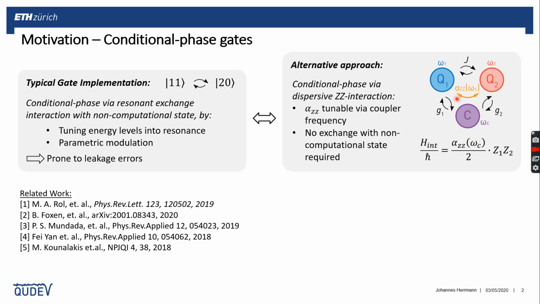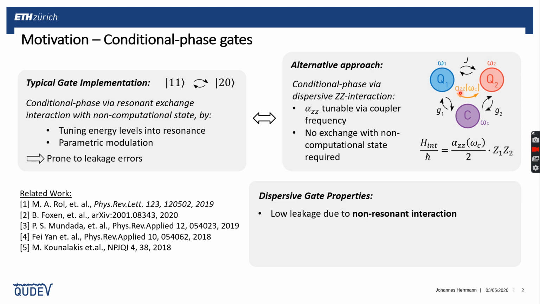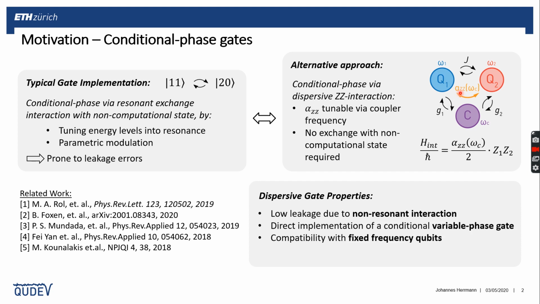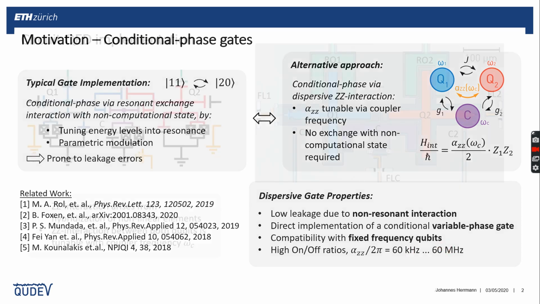And why do we think this is interesting? This mechanism does not involve any interactions with these higher non-computational states, and thus is fully dispersive and will exhibit low leakage. Furthermore, we will show that this mechanism allows us to easily tune up any conditional phase, not only pi. And also this scheme is compatible with fixed frequency qubits, since we only have to tune the frequency of our coupler here to implement our gate. And we will see that we can realize high on-off ratios, since we can tune alpha ZZ from 60 kilohertz to 60 megahertz. That's 3 orders of magnitude.